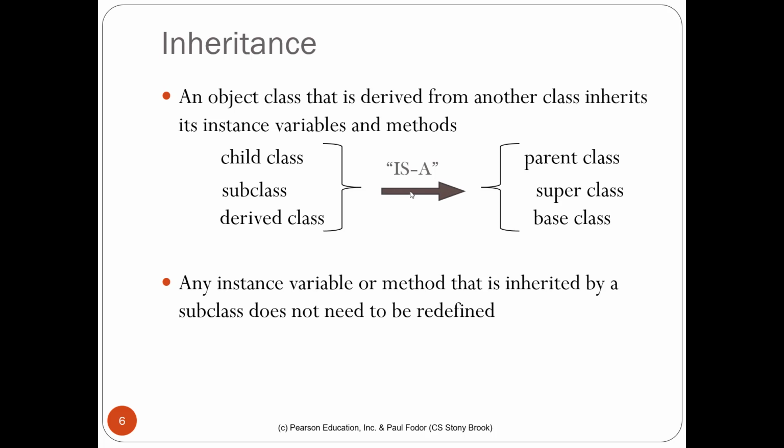Similarly, you have the is-a relationship between employee and person. An employee is a person and a student is a person. Okay, so that's what we mean. An object class that is derived from another class inherits its instance variables and methods. Okay, so that is the advantage.